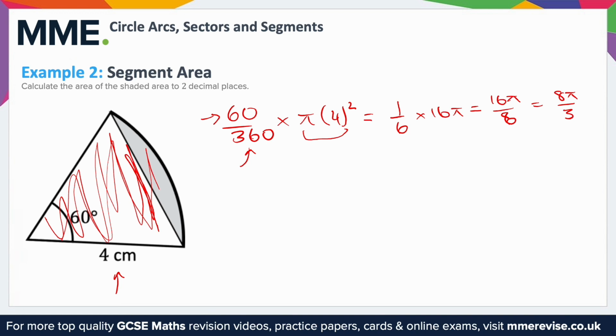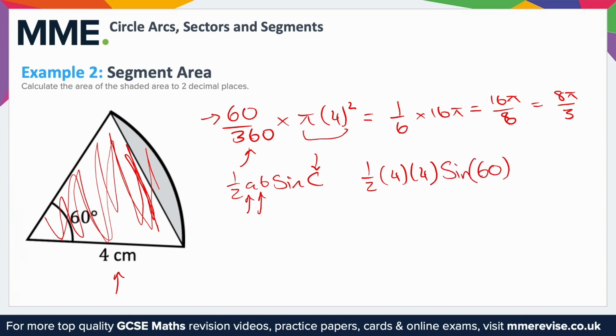The triangle, we're going to use half AB sine C to work it out, where A and B are both going to be the radius, and C is going to be our angle. So that's going to be a half times our radius, which is 4, times by our radius again, which is 4, times by sine C, where C is 60. From there, we need to subtract this from this, because remember, this is the area of the whole sector. We just want the segment.